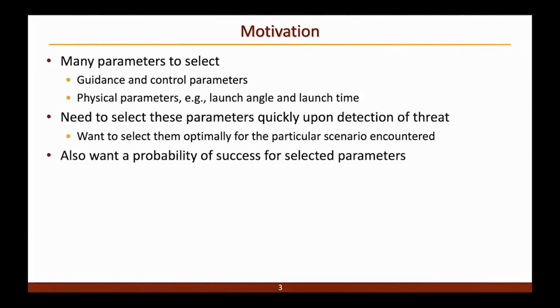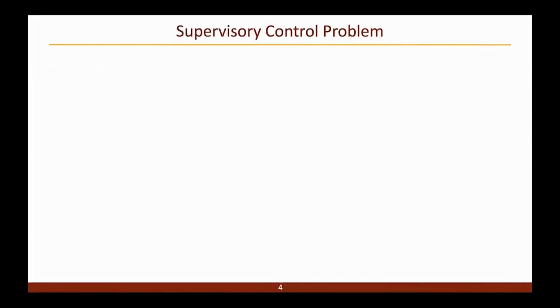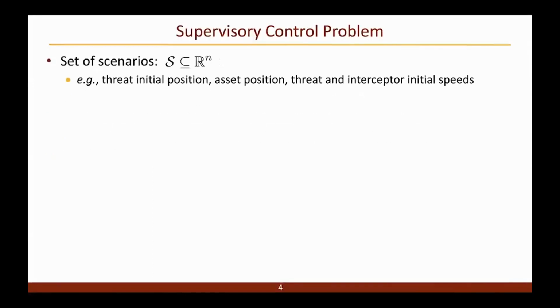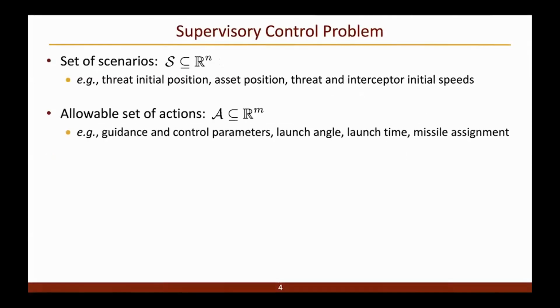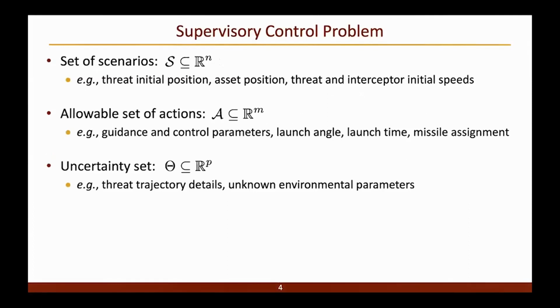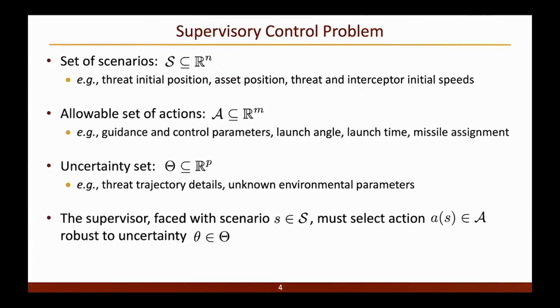The supervisory control problem is described by 3 categories of parameters. There's the scenario S, which is what you know, the action A, which is what you can choose, and the uncertainty theta, which is what you don't know. Given a scenario S, the supervisor needs to select an action A, which can depend on S, which is robust to the uncertainty theta. We can regard the simulation model as a map from the parameters to the hit-miss outcome.